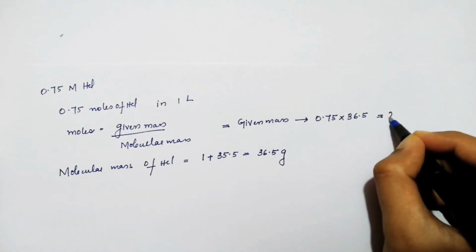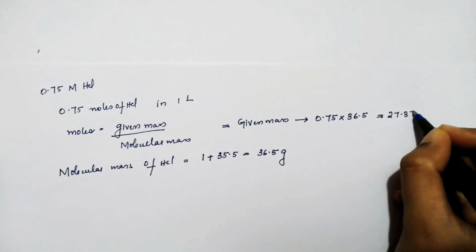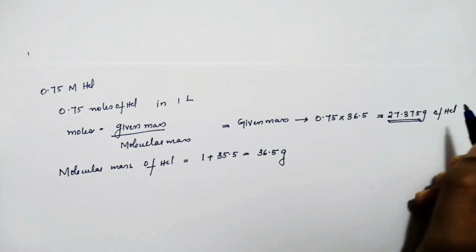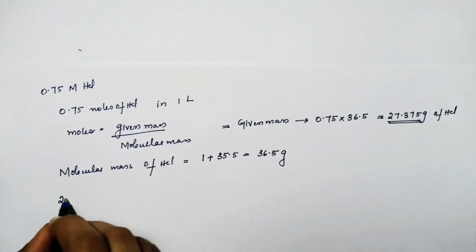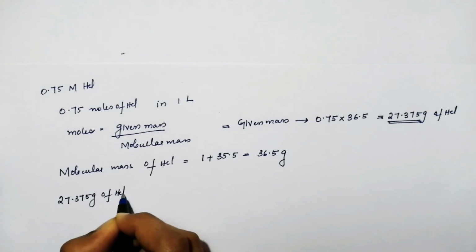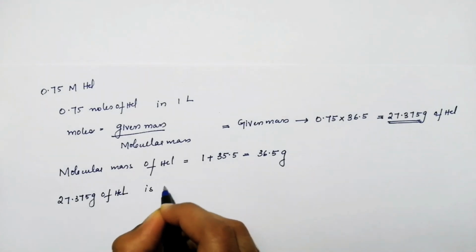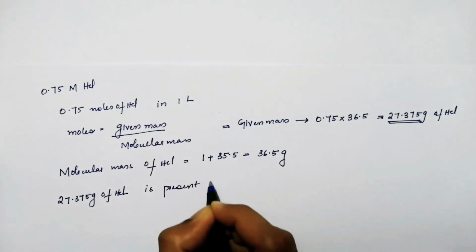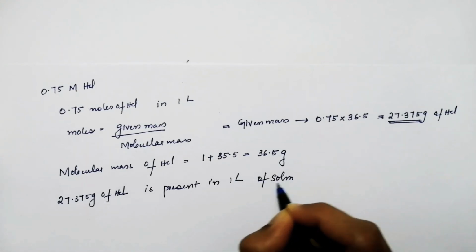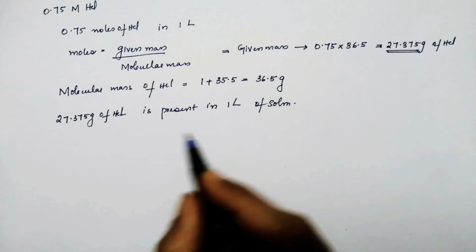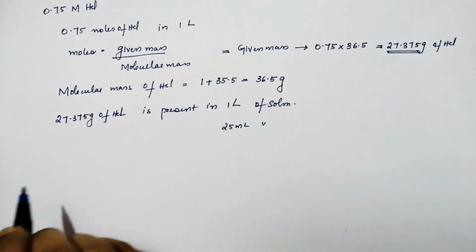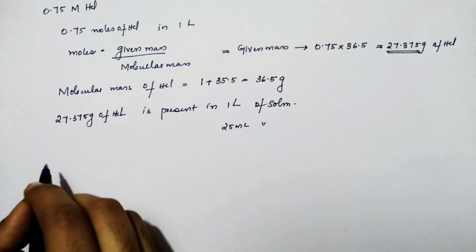This gives us 27.375 gram of HCl. That is, 27.375 gram of HCl is present in 1 liter of solution. To calculate the amount of HCl present in 25 milliliter of solution, what do we have to do? We have to do the cross multiplication.